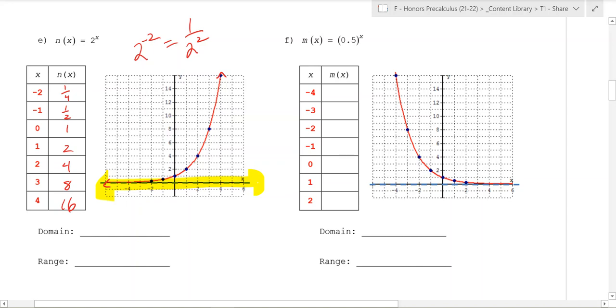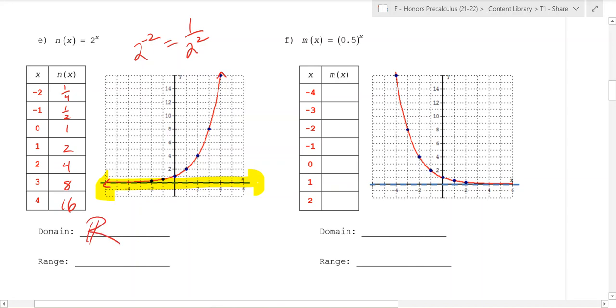You can't touch it. Are there any numbers you can't plug in? We can actually plug in everything. If you plug in 0, remember 2 to the 0 is 1. So you end up with the domain being all real numbers because there's no restriction. You can plug any real number in.